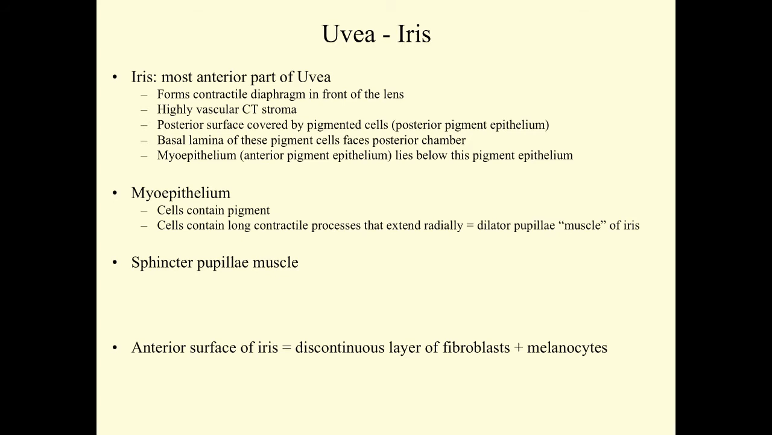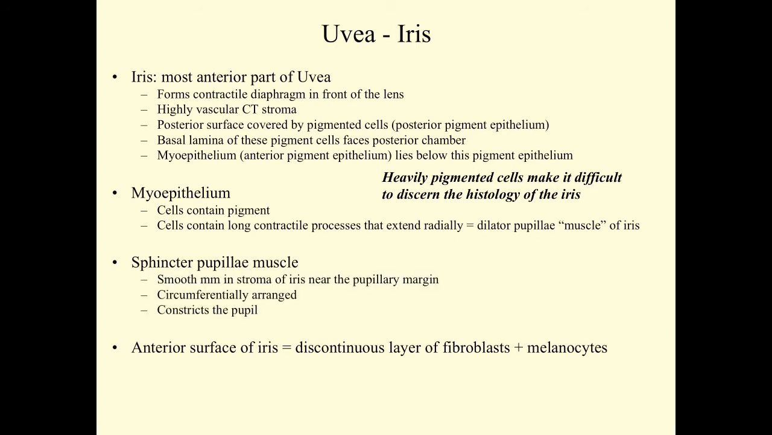The myoepithelium, the cells contain pigment. The cells also contain fairly long contractile processes on their apical boundaries that extend radially, and you'll see this in just a minute or two. These contractile processes are designated as the dilator pupillae muscle of the iris, and I put that in quotes because the dilator pupillae is not a true smooth muscle. It's a contractile myoepithelium. The heavily pigmented cells in the iris make it very difficult to discern the histology of the different layers in the iris, and you'll see how difficult that is on the histological slides.